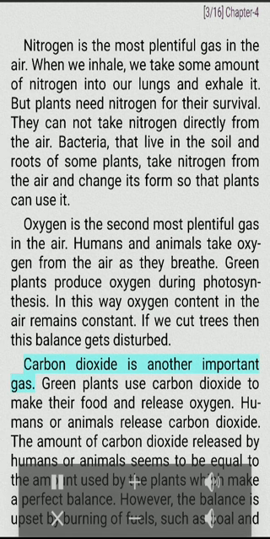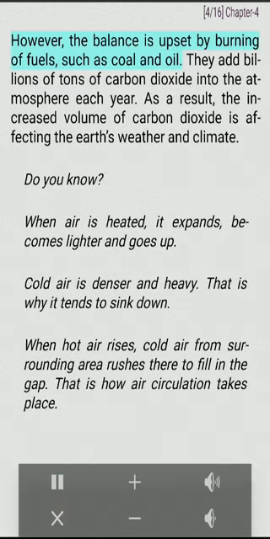Carbon dioxide is another important gas. Green plants use carbon dioxide to make their food and release oxygen. Humans or animals release carbon dioxide. The amount of carbon dioxide released by humans or animals seems to be equal to the amount used by the plants, which make a perfect balance. However, the balance is upset by burning of fuels, such as coal and oil. They add billions of tons of carbon dioxide into the atmosphere each year. As a result, the increased volume of carbon dioxide is affecting the Earth's weather and climate.